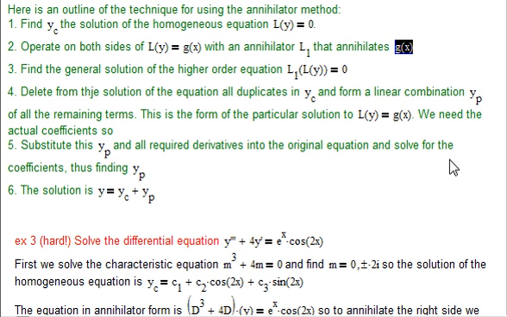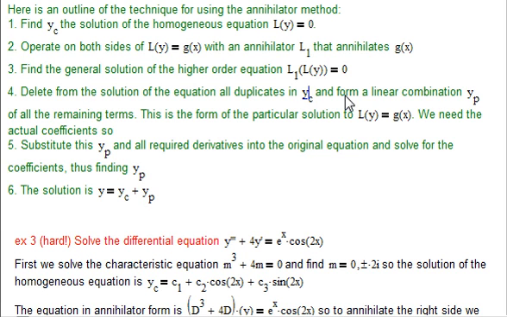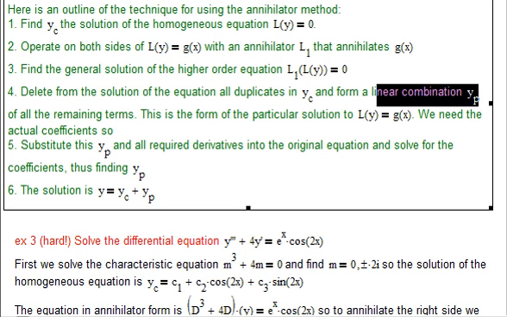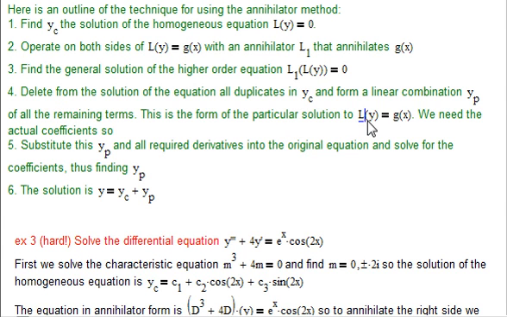Then we have this linear operator applied to our linear operator and equals 0, so we have a homogeneous equation. Delete from the solution of the equation all duplicates that are in yc and form a linear combination yp of all the remaining terms that weren't part of the complementary solution. This is the form of the particular solution to L of y equals g of x, the non-homogeneous equation.